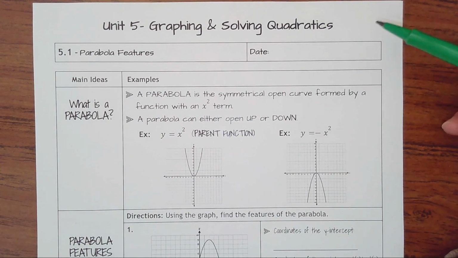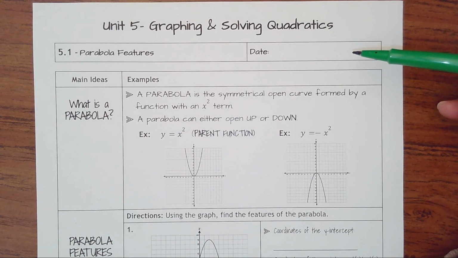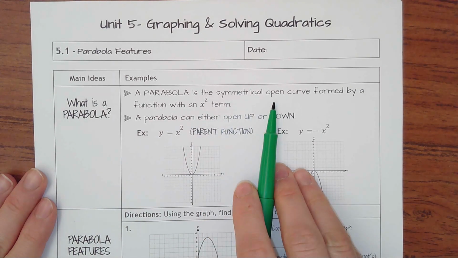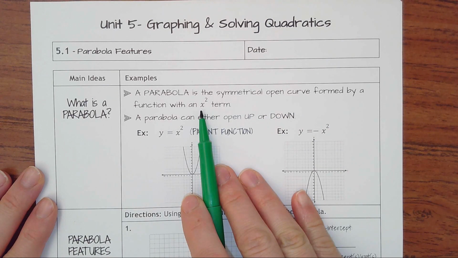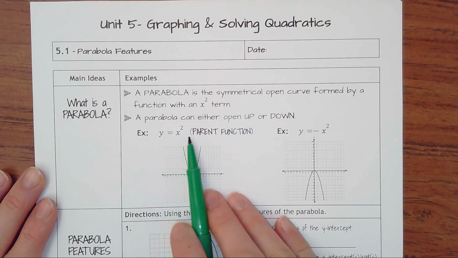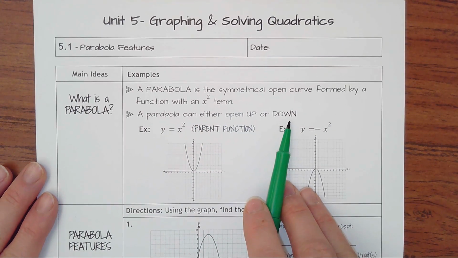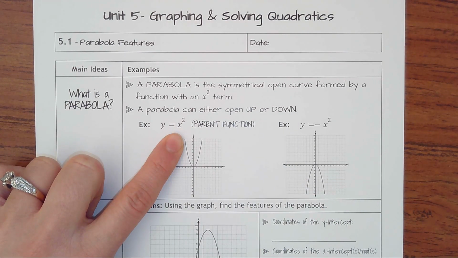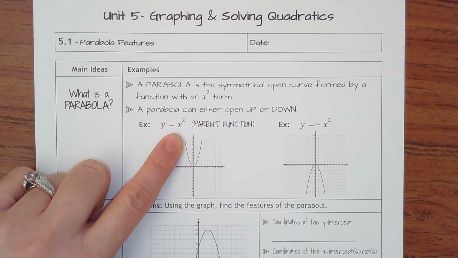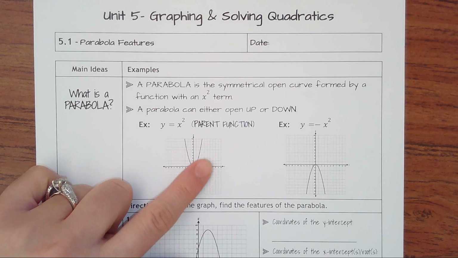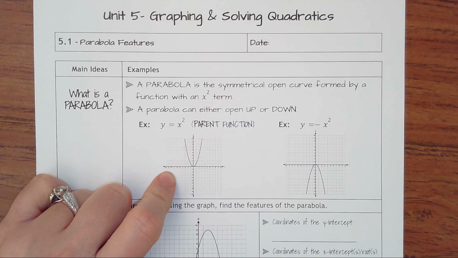And so what happens when you have this x squared term, it creates this shape they called a parabola or a parabolic curve. It's a symmetrical open curve formed by a function with an x squared term. A parabola can either open up or down. So here on my poster, it is the third one across the top row, y equals x squared. That's called the parent function. So every other quadratic is some kind of shift, reflection, rotation of this parent graph.